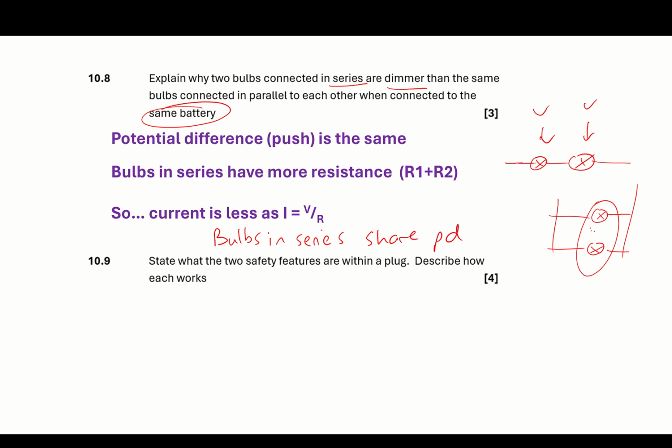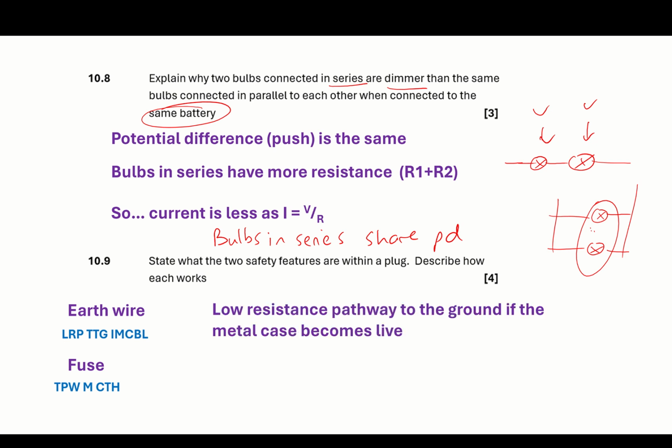Okay, next one, state what the two safety features are within a plug, describe how each works. So I've got a mark for saying one is a fuse, I've got a mark for saying one is a bulb, and then describe how they work. So we've got an earth wire and a fuse, and I've taught you LRP, TTG, and then the other bits, and a fuse, TPW, M, and then we're ready to go.